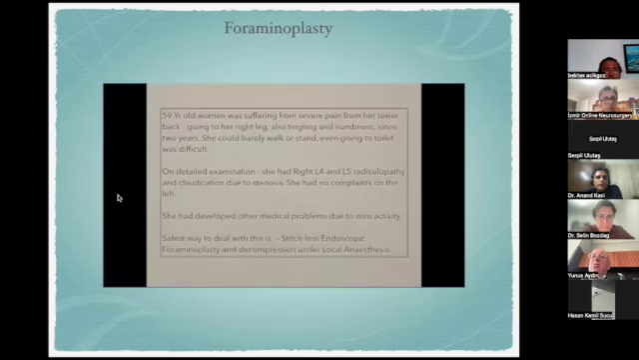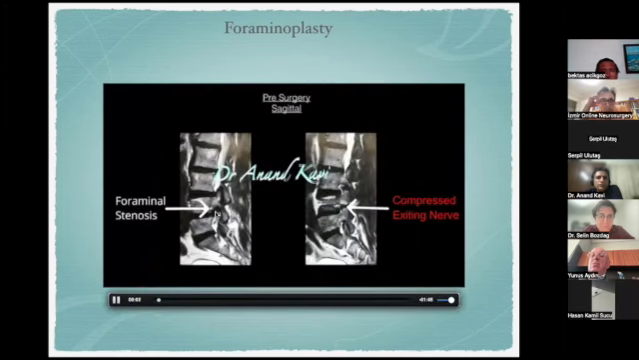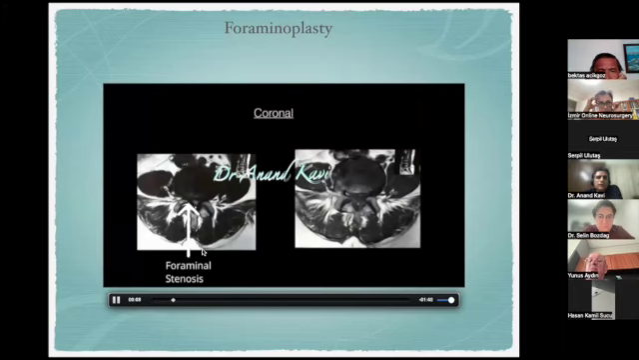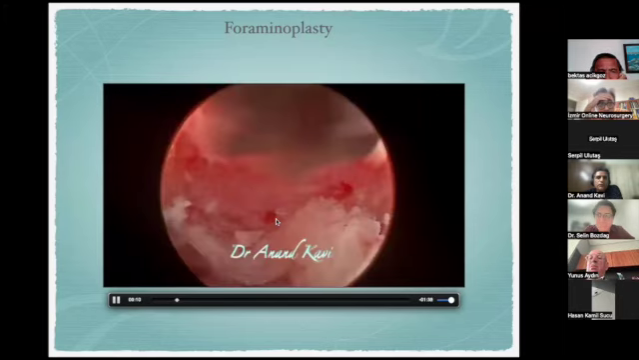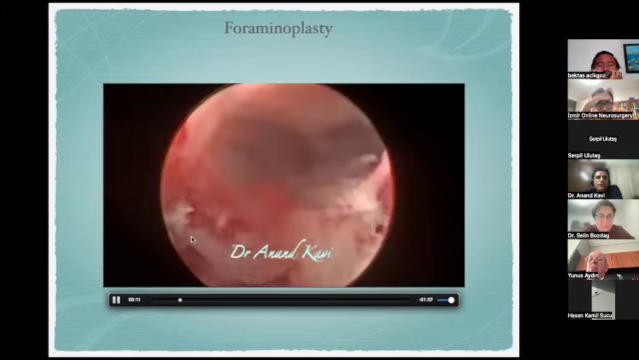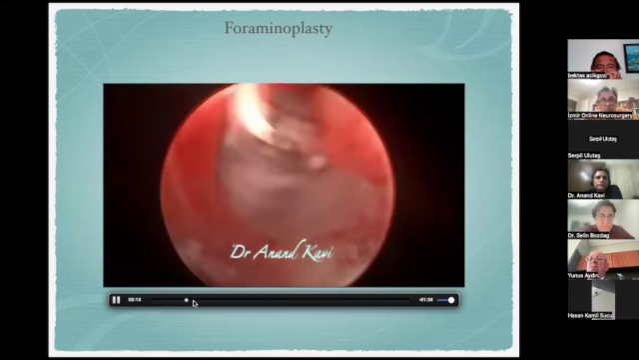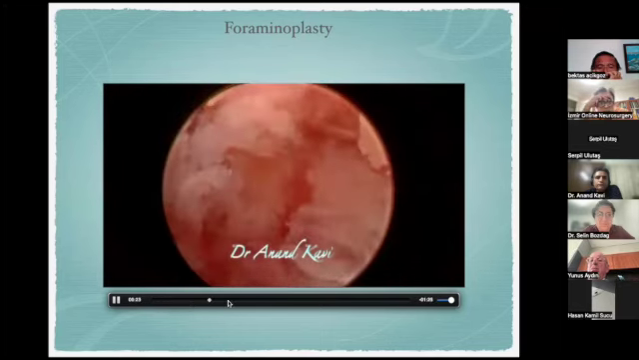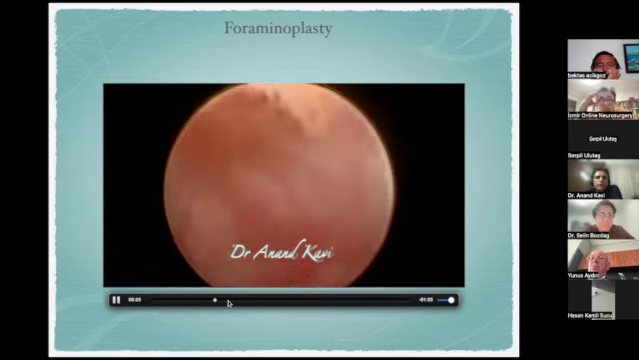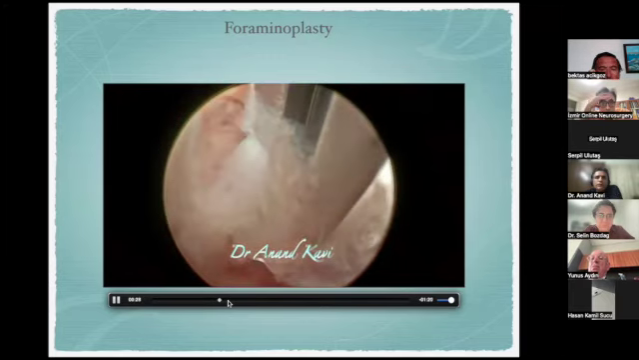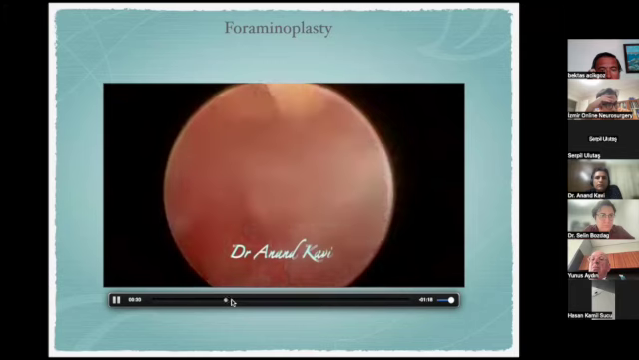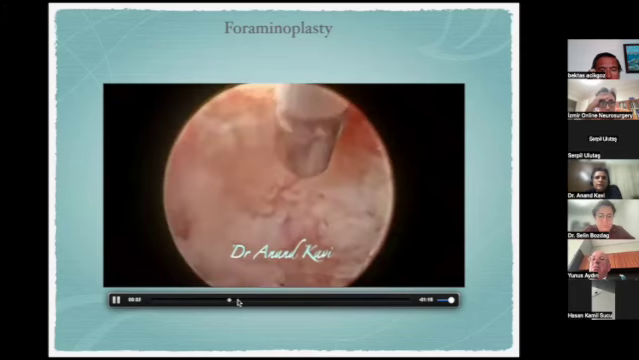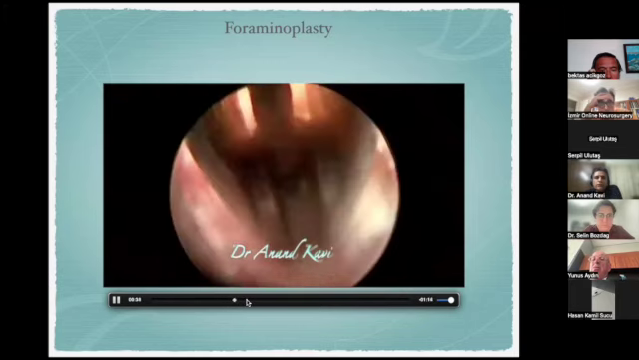Another case, another video. So here you can see there is foraminal stenosis. Again, this patient had unilateral symptoms. So we land just underneath the facet, start burring the bone. Once you have removed the bone, you come across the lateral extension of the flavum. Use your endoscopic Kerrisons under vision, remove all that soft tissue.